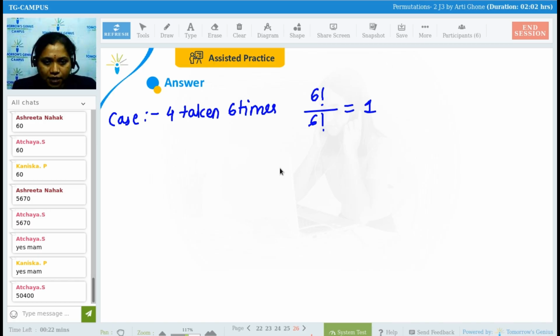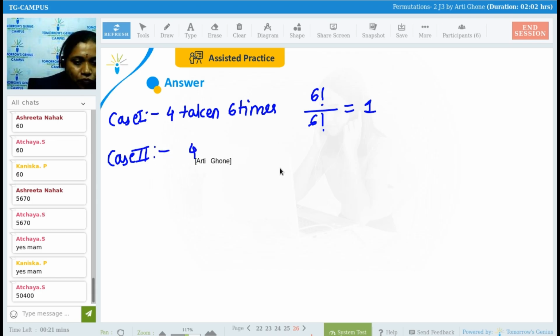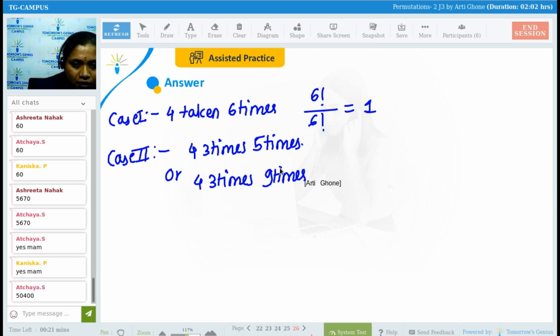Now, the next case is 4 forming the digits 3 times. So what will be case 2? If you go with the calculations deeper, case 2 is 4 three times and 5 three times, or 4 three times and 9 three times, which is divisible by 6. Clear? Okay. Tell me the answers of permutations quickly.